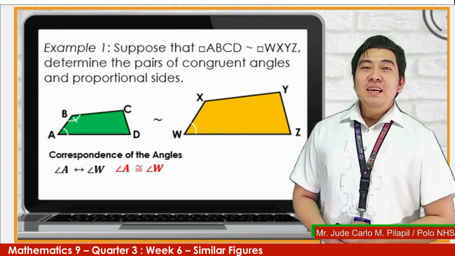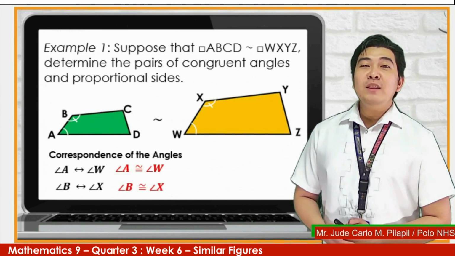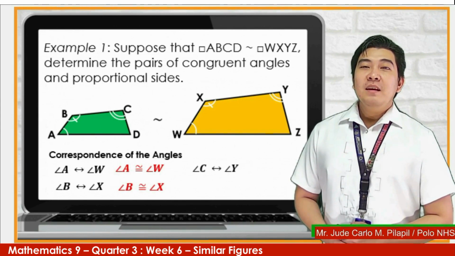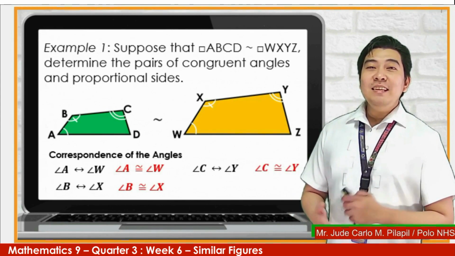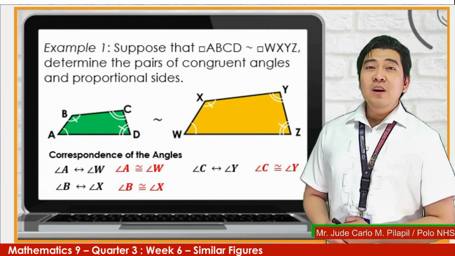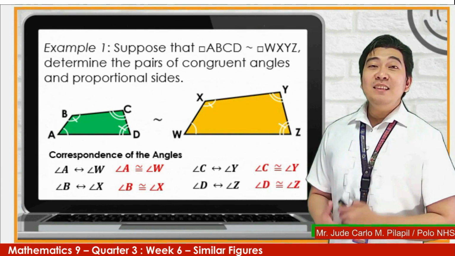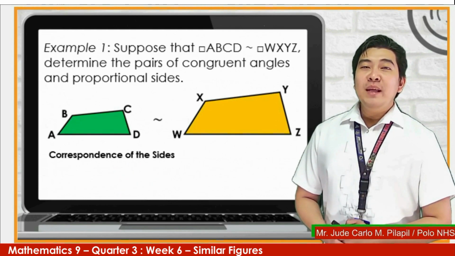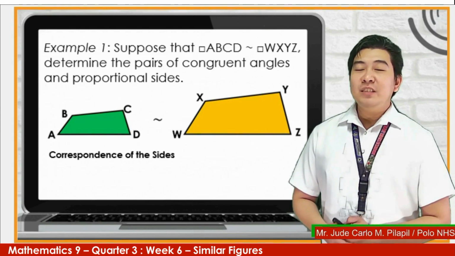Next, angle B corresponds to angle X. So therefore, we can say that angle B is congruent to angle X. Angle C corresponds to angle Y. Therefore, we have angle C is congruent to angle Y. And lastly, angle D in quadrilateral ABCD corresponds to angle Z of quadrilateral WXYZ. So therefore, we can say that angle D is congruent to angle Z. After enumerating the congruent angles, let us have the correspondence of the sides and their relationship.